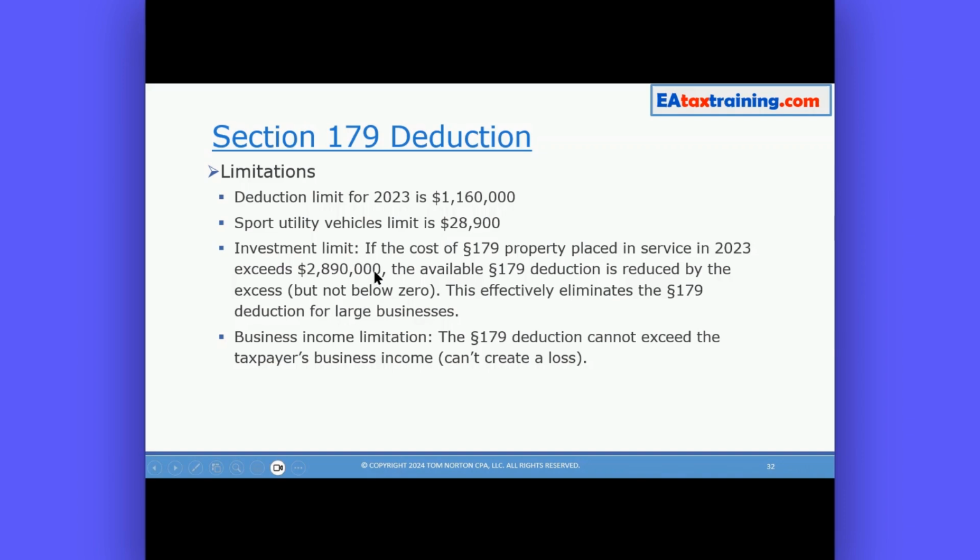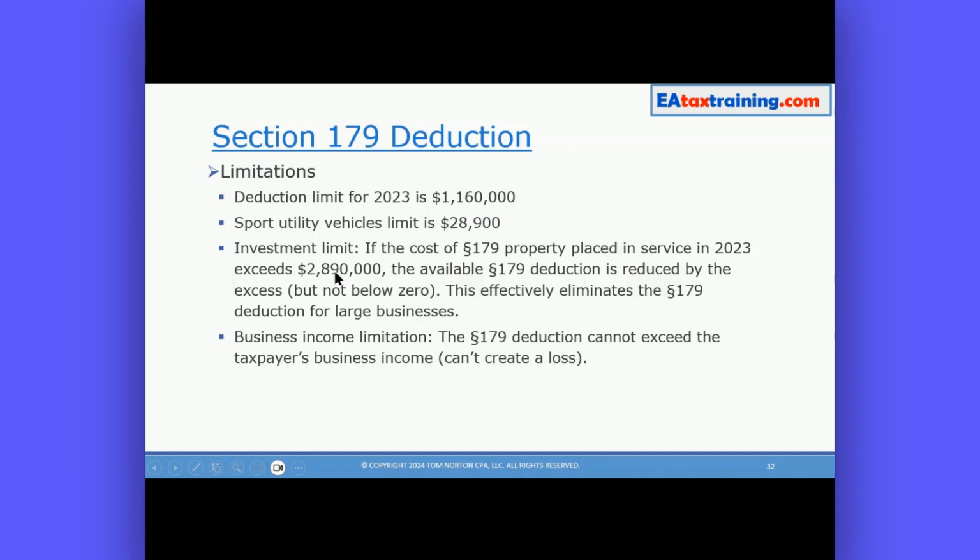So what they say is, if the cost of all of your Section 179 property placed in service during the year exceeds $2,890,000, and that amount goes up every year with inflation, but for 2023, $2,890,000, then the available deduction, this $1,160,000, is reduced by the excess, but not below zero. In other words, if you had $3.5 million worth of Section 179 placed in service during the year, you would not be able to deduct the full $1,160,000.